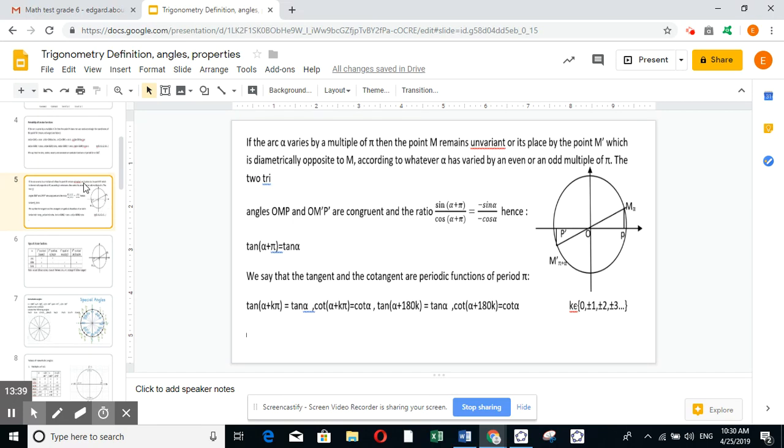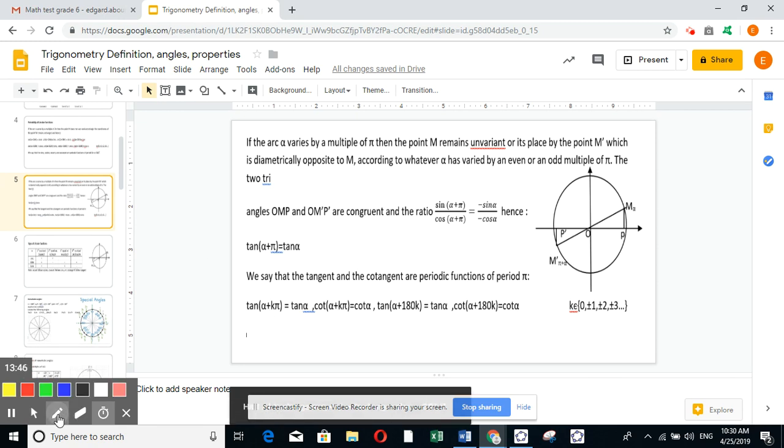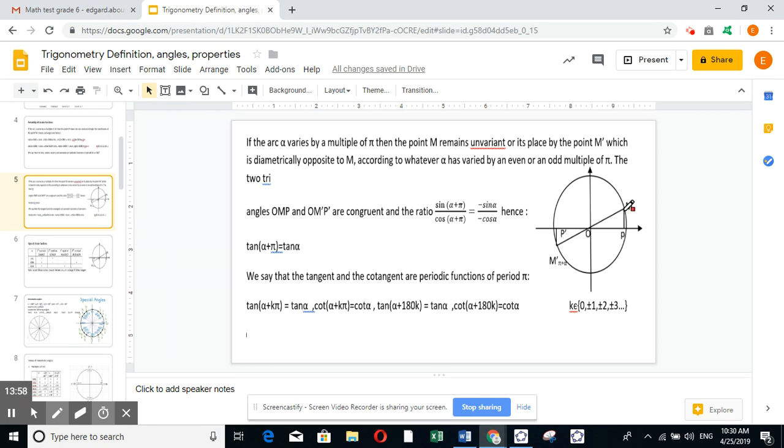For tangent and cotangent, we're going to learn later on that the period is k pi. Why is it k pi? It's 180. For sine, cosine, secant, cosecant it is 360. For tangent, it is only 180, at a point diametrically opposite. Why? Because these two triangles are congruent: they have the same angle, the radius is the same, and a 90 degree angle. So if you do tangent, tangent is sine over cosine.